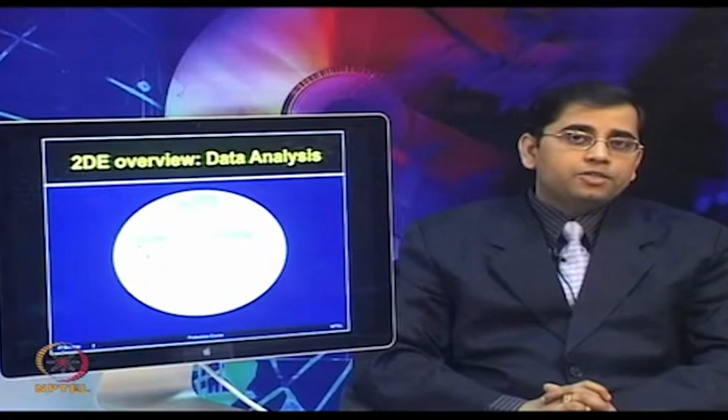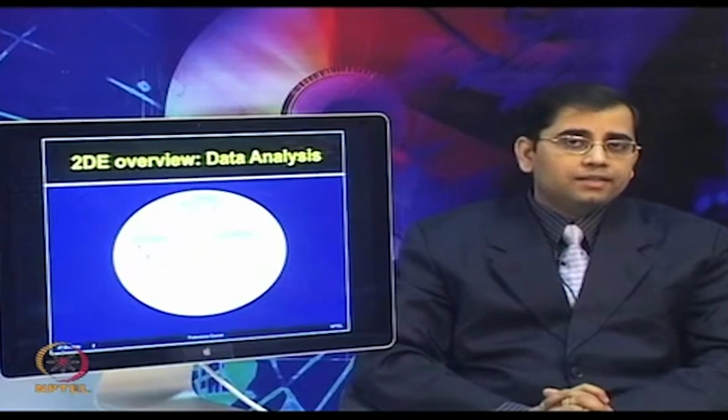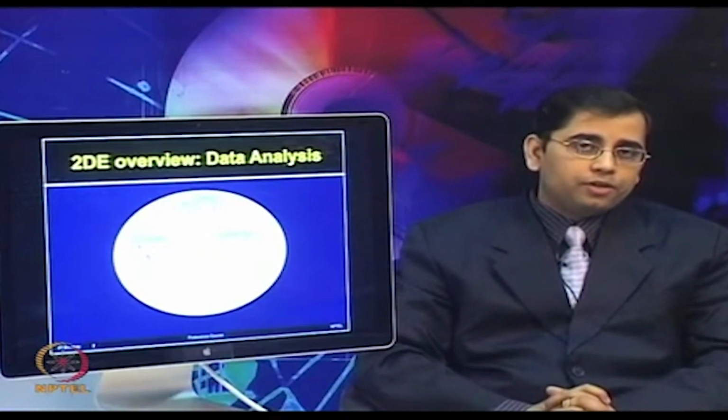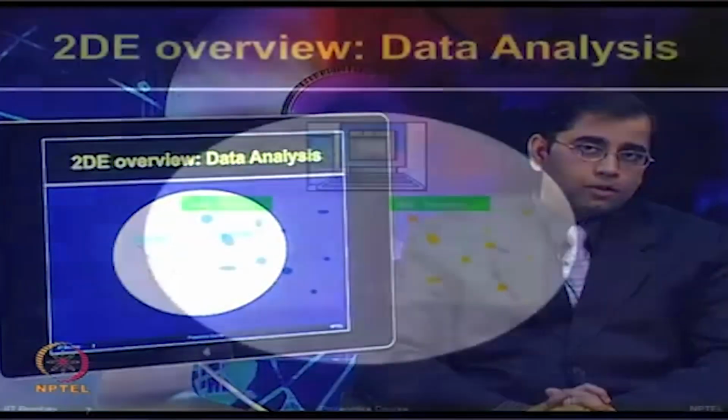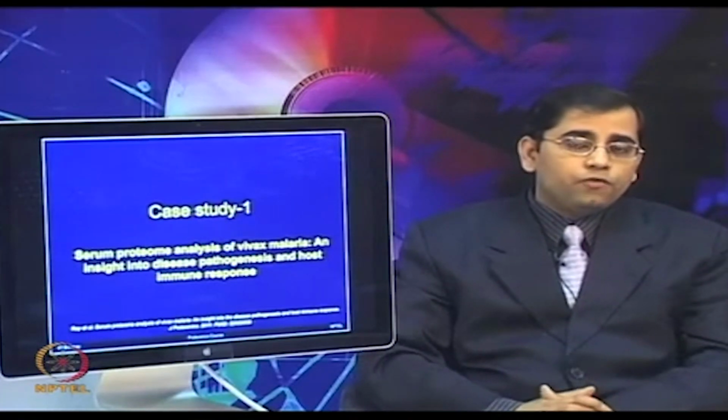Now, as I discussed in much detail, in almost a complete lecture earlier, data analysis is a very crucial aspect of a two-dimensional analysis experiment. You can run a large number of gels, but when it comes to comparing these gels, it takes a lot of time. You have to be very careful to obtain statistically significant spots which could be meaningful for that biological application. So, having discussed the broad overview of two-dimensional electrophoresis, now let us move on to the case study.